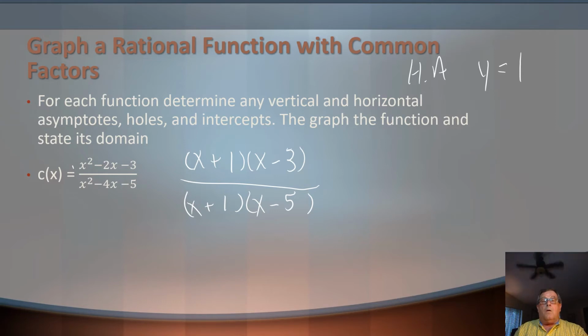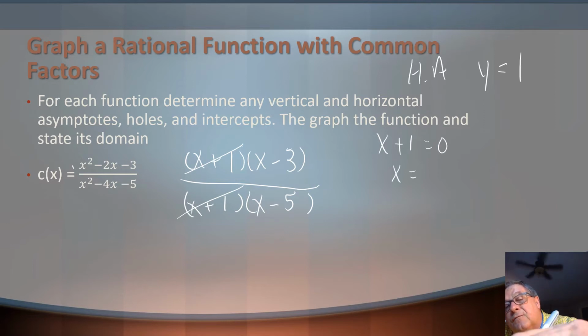All right, well, I've got a common factor, x plus 1, and if I set that common factor equal to 0, I'm going to have a hole where the x coordinate is equal to -1. So we're going to have a hole where x is -1.